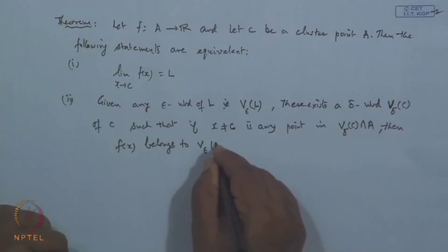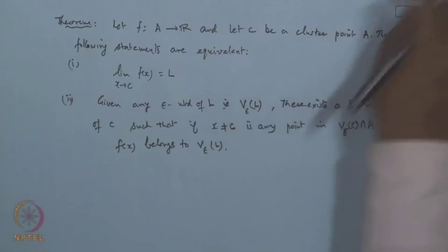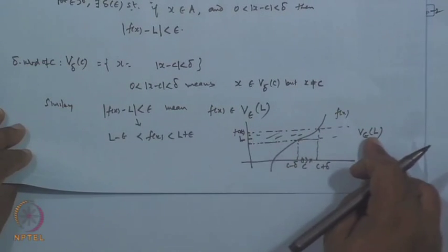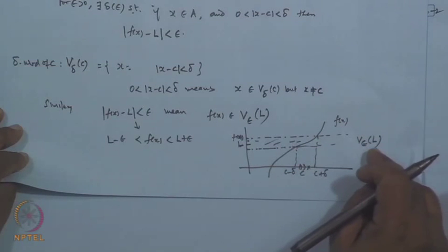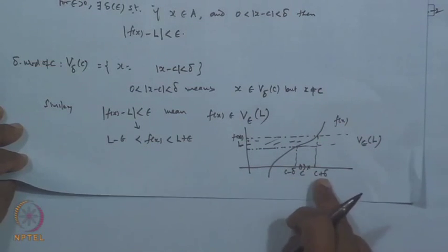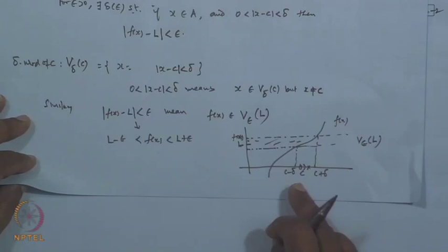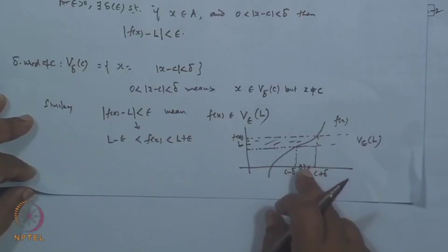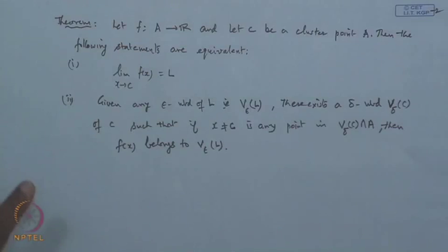the epsilon neighborhood of L. And what I explained in this figure is that for any epsilon greater than 0, or in any epsilon neighborhood of L, correspondingly we can find the delta neighborhood of c, such that if x, which is different from c, lies in this interval, then the image will fall here. That is the meaning. So, both are equivalent definitions.